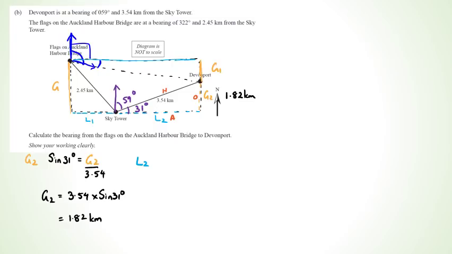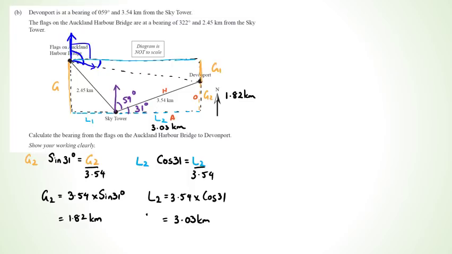So for L2, it's going to be adjacent over hypotenuse. So cos 31 equals adjacent over hypotenuse. So L2 divided by hypotenuse, which is 3.54, which means L2 equals 3.54 times cos 31, which equals 3.03 kilometers. So that's this one here.